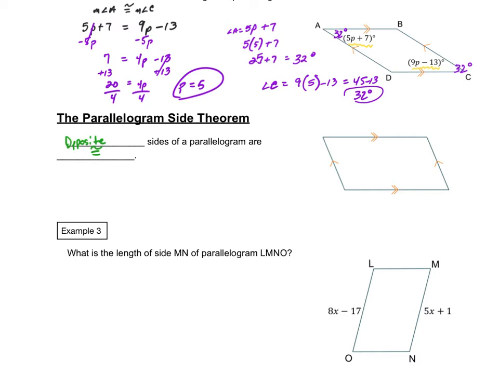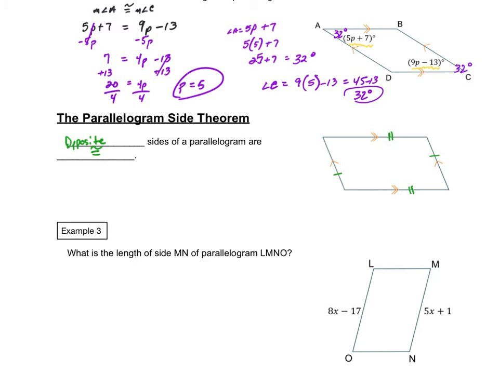But let's see here. So if opposite sides are congruent, then I know that this is congruent to this, and this side is congruent to this side. So that's that opposite side theorem. And then if I know this, what that does is it allows me to find some values by understanding that property.